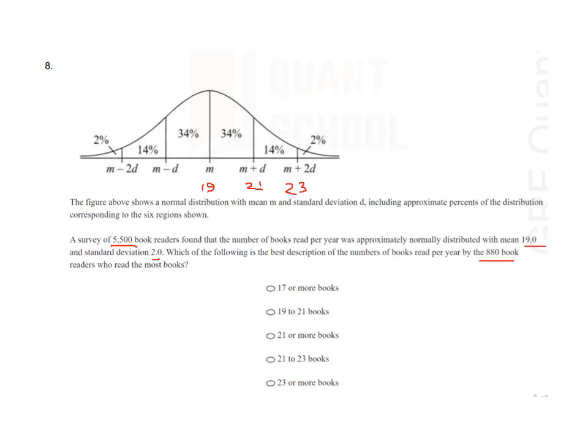So M equals 19 and take the two standard deviations. M plus D will be equal to 21 and M plus 2D will be equal to 23. So how can we find out the numbers of books read per year by the 880 book readers who read the most books? To do that, we simply divide 880 by 5,500 and we get 0.16, that is 16%.